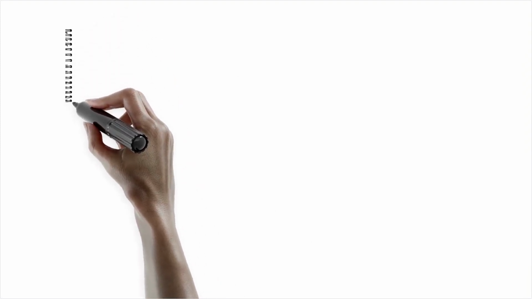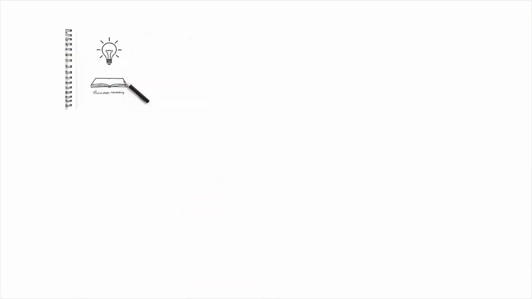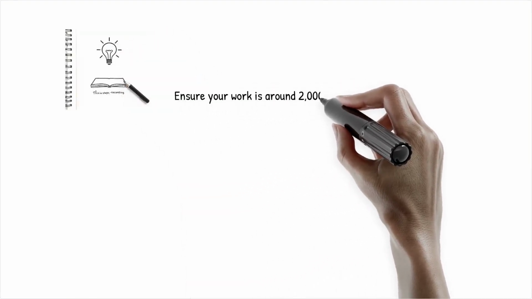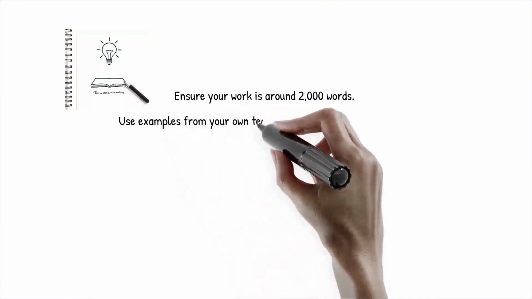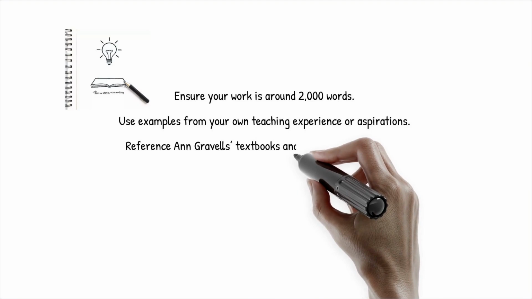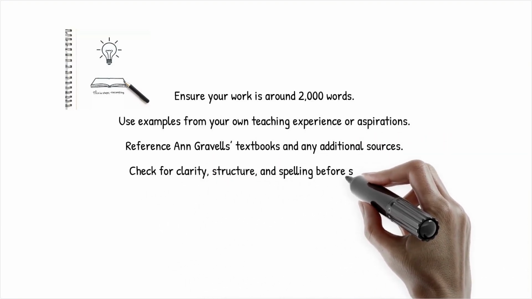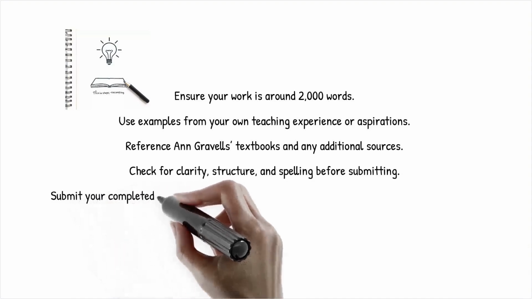Now it's time to complete your Unit 1 assignment. Remember, ensure your work is around 2,000 words. Use examples from your own teaching experience or aspirations. Reference Anne Gravel's textbooks and any additional sources. Check for clarity, structure, and spelling before submitting.